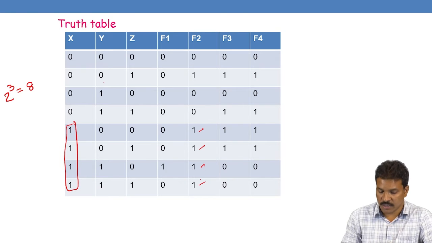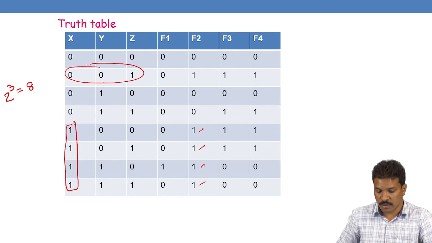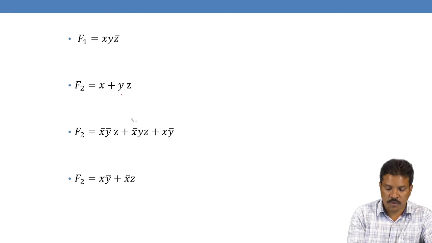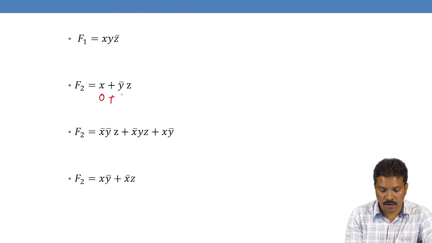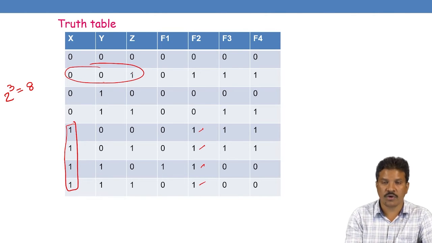And in some other case, here if you see, x is equal to 0, y is equal to 0, z is equal to 1. Suppose that x is equal to 0, which depends on y bar and z. What is y bar? It is a complement term. So y is equal to 0, so y bar is equal to 1 and z is equal to 1. The 0, 0, 1 case also gives f2 is equal to 1.